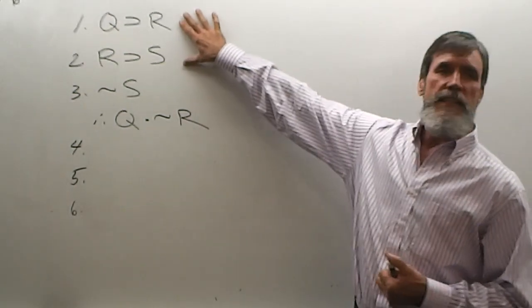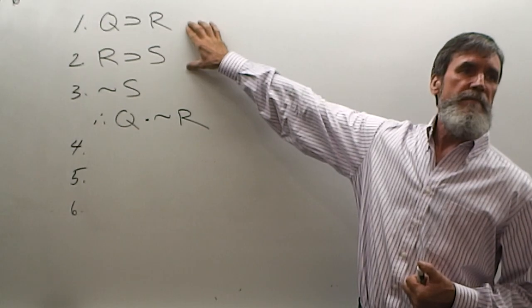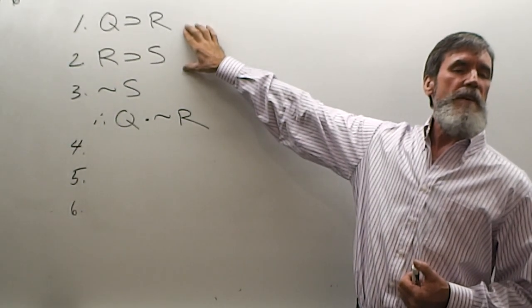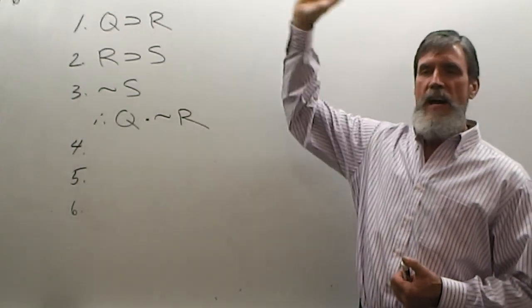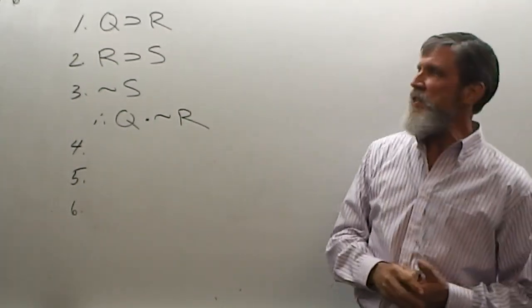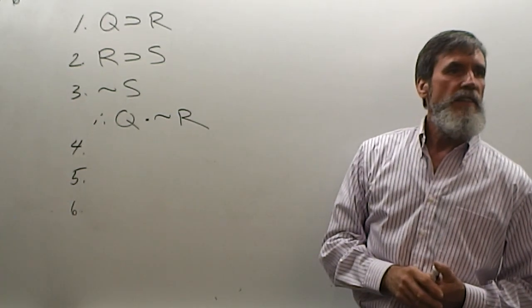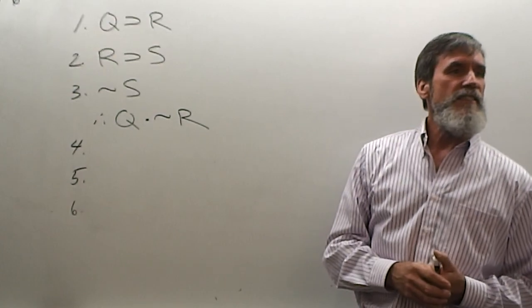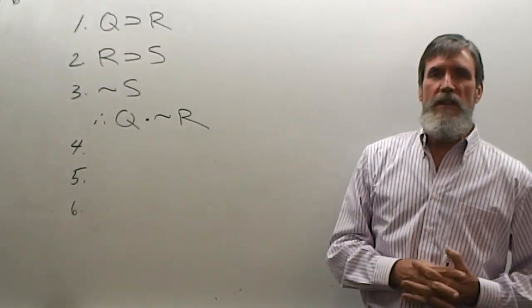Look at those 2 premises right there. It's another setup. Those are the premises of one of our argument forms, one of our rules of inference. Which one? Hypothetical syllogism. What would our conclusion be in that case? Q horseshoe S. So we have 2 setups going for us right now.